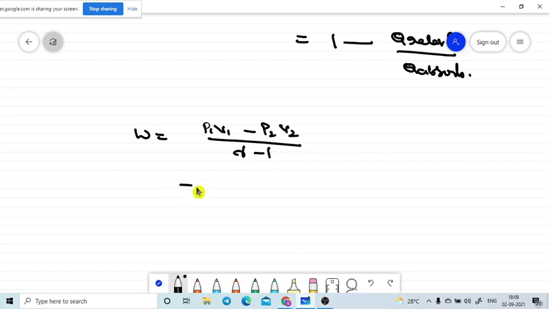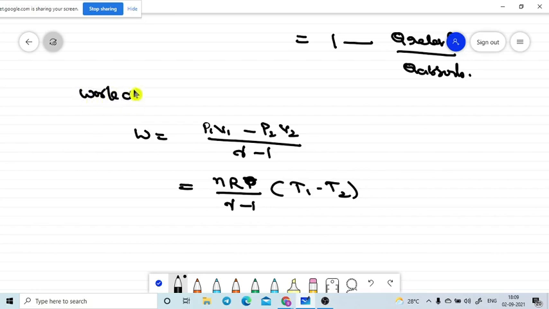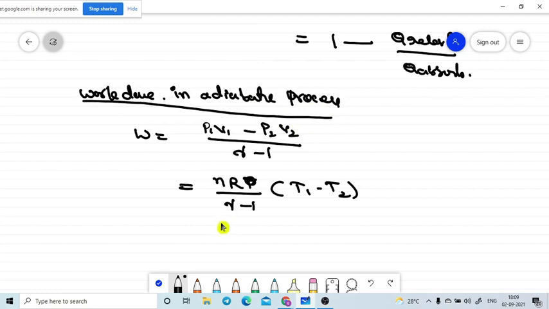This formula. Otherwise, we will take nR divided by gamma minus 1 into T1 minus T2. This is the formula we are having. This is the work done in the adiabatic process. So these are the formulas you need to know before dealing with this one.